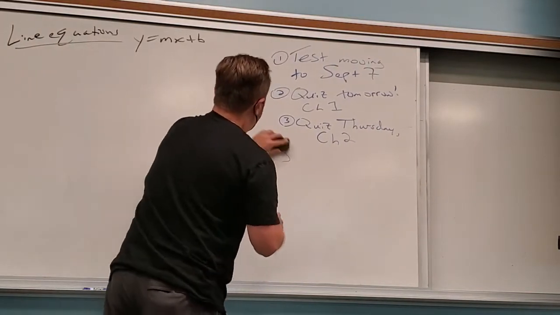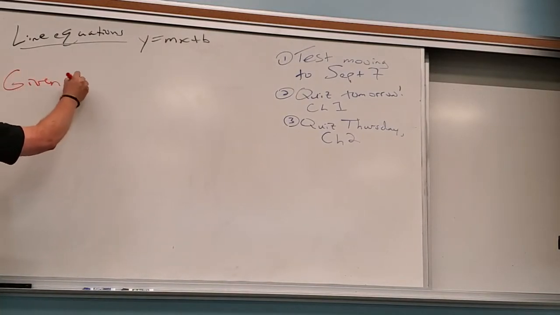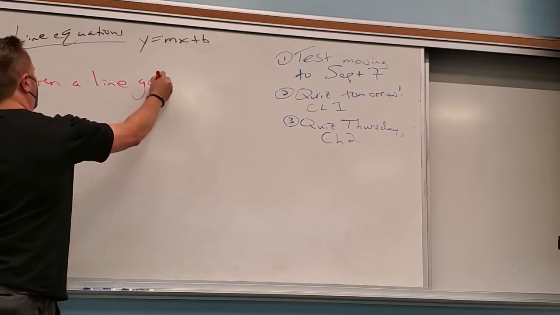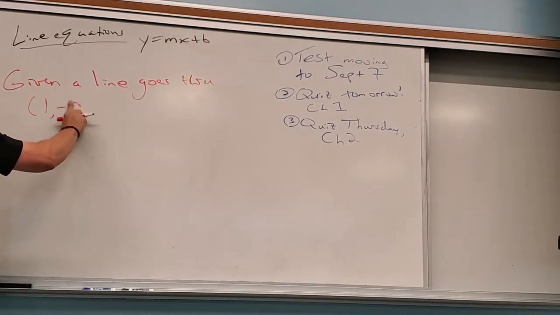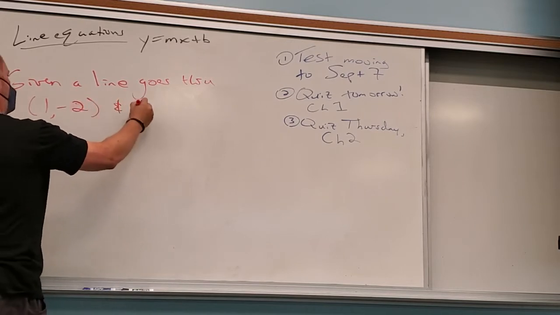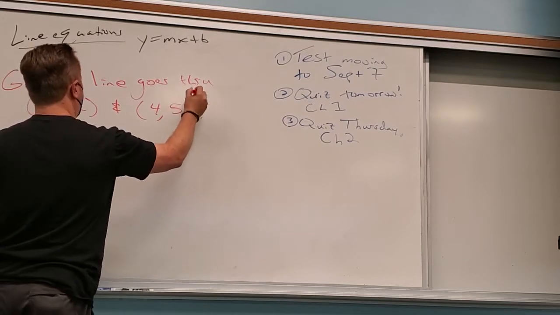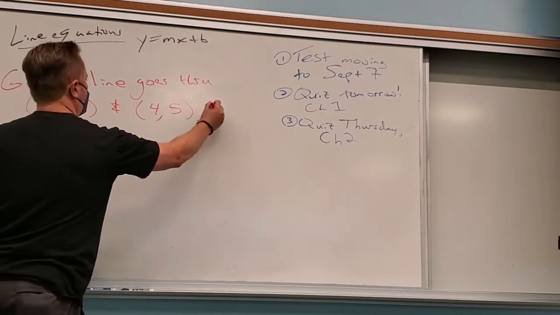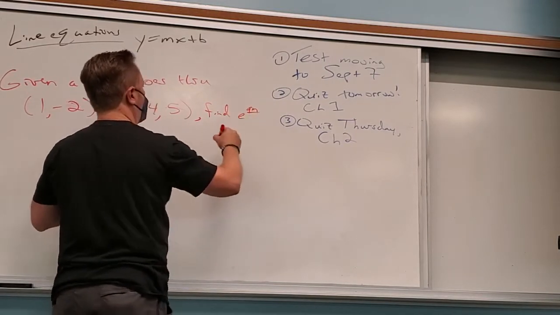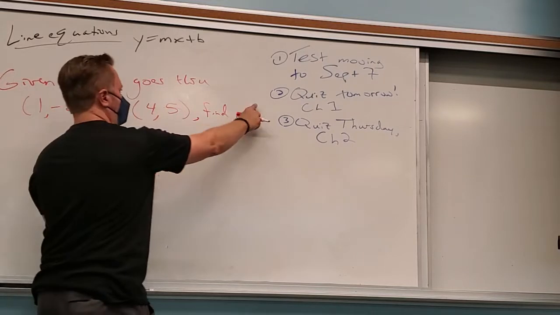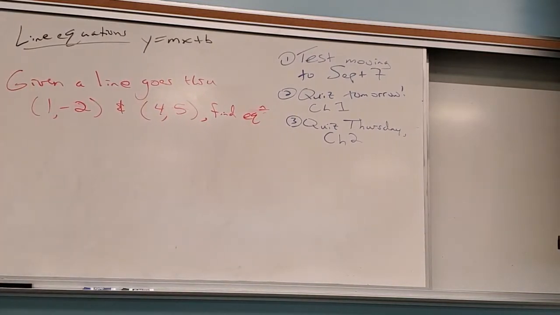How do I create the equation if I'm given that a line goes through (1, -2) and (4, 5)? Find the equation. Here's a quick way. I'm going to write equation. How do I do it? I don't normally do that, but I'll find the equation.